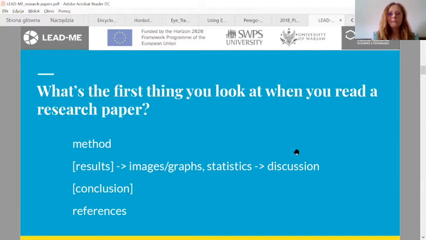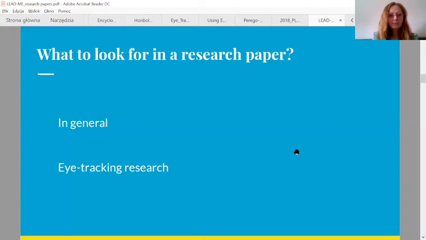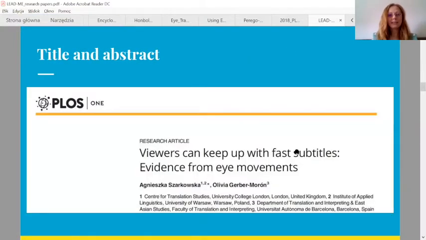But probably I would say, for me, the most important part would be to read the abstract very well, very thoroughly, and decide what else I need. Look at the method, briefly look at the results, look at the discussion, or some parts of the discussion that are interesting to me, and look at the references. That's probably that. So let's maybe take an example. Yeah, I skipped this slide. So this is a paper written by Agnieszka and Olivia Gerber-Moron.